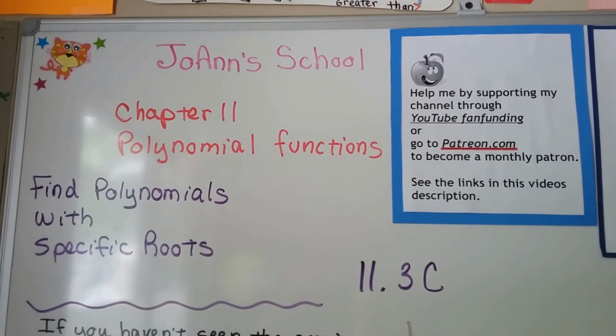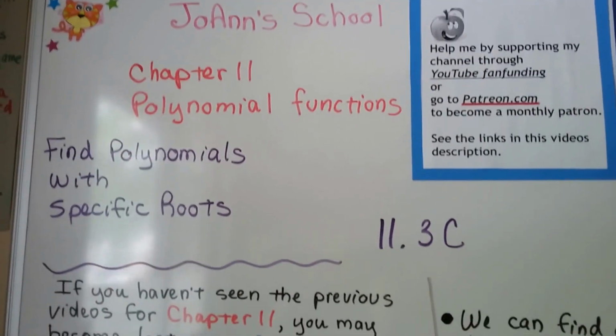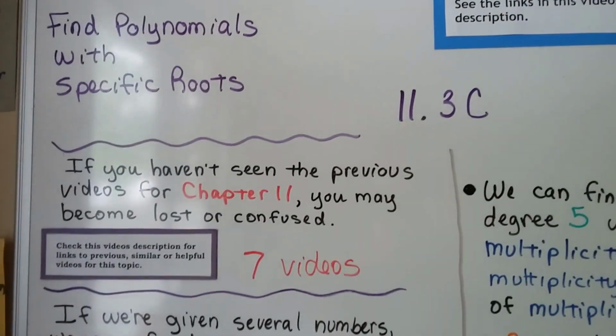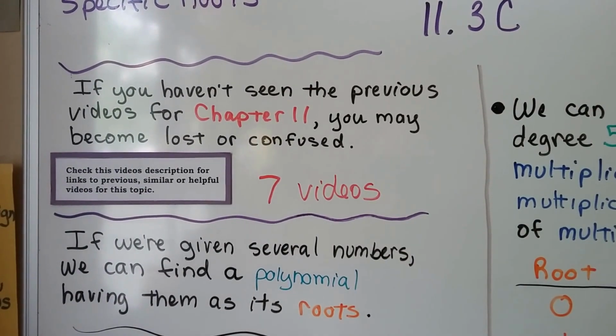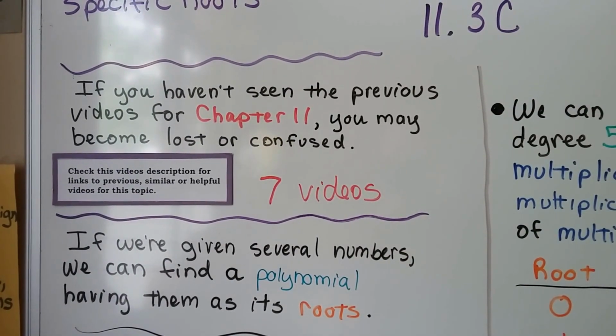We're on to 11.3c. We're going to find polynomials with specific roots, and we have 7 previous videos linked in the description. If we're given several numbers, we can find a polynomial having them as its roots.